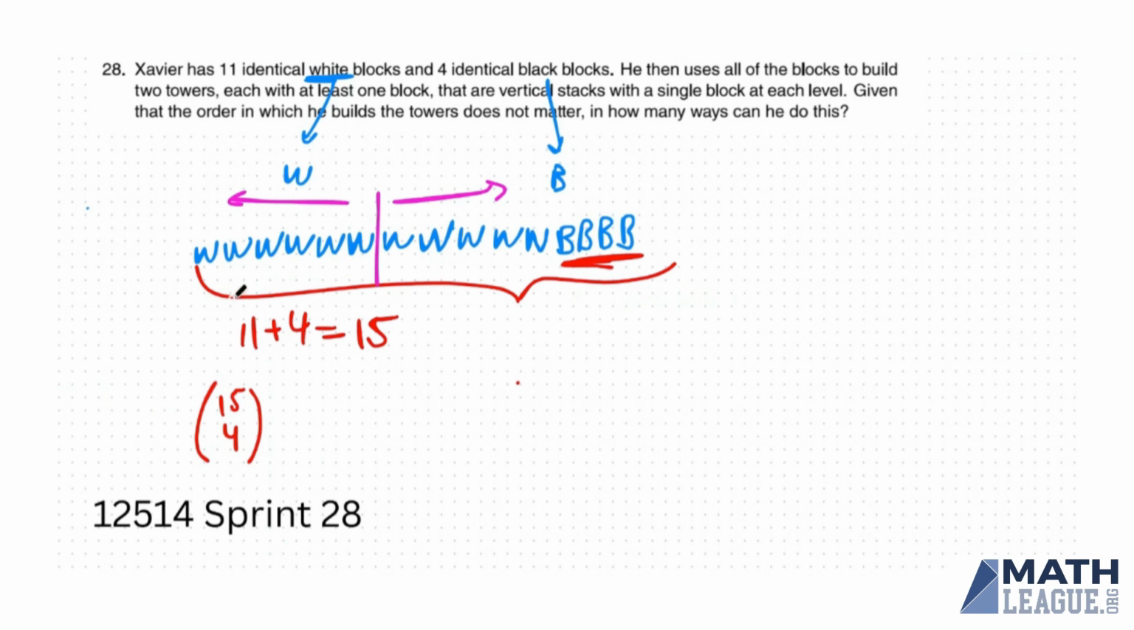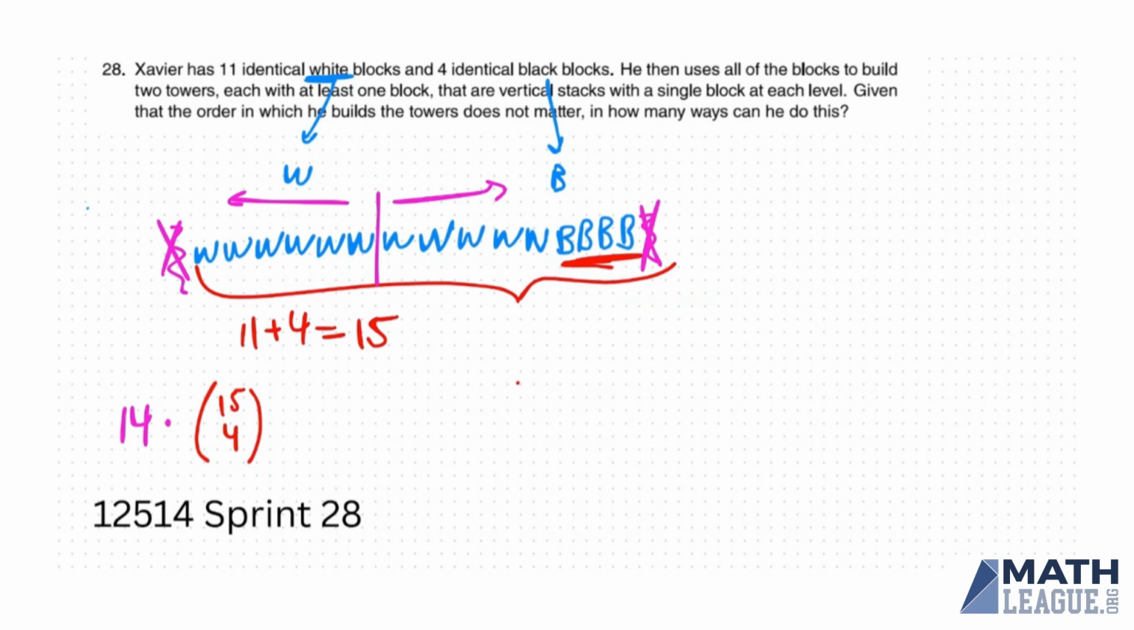Now, how many places are there where I can put this divider? The number of places where I can put this divider is actually 14, and you can count them, but essentially it cannot be outside the blocks, because then I would have all the blocks in 1 tower, which is not okay. And there are 14 spaces that are in between the 15 blocks.